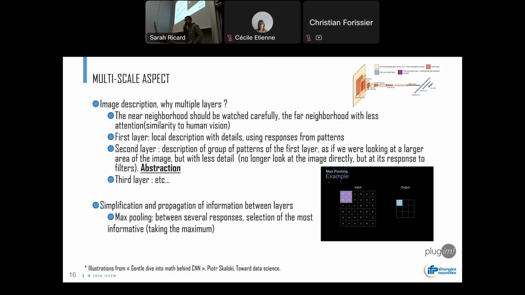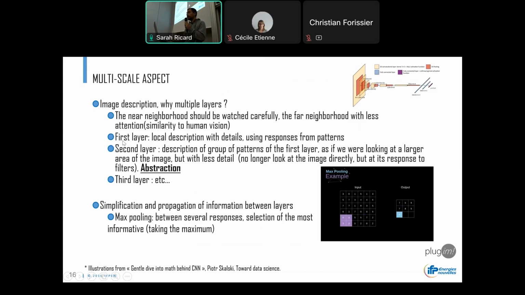Okay, I go too fast. So what is also important in a convolutional neural network is the multi-scale aspect. If you remember my example with the 6 and the 8, I explained with human vision that you see some things in the image carefully and some distant things, some context, less carefully. So why do we use multiple layers in image description? We need to watch the near neighborhood carefully, okay? And the far neighborhood, we need to observe with less attention. It's very similar to human vision.